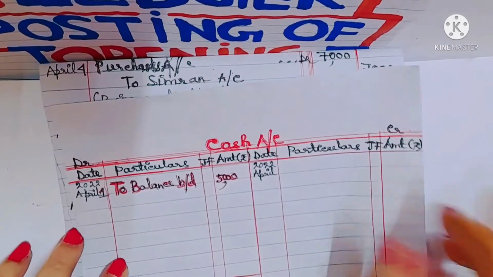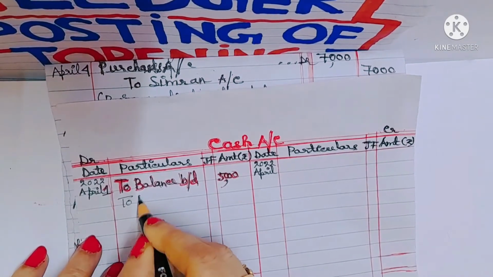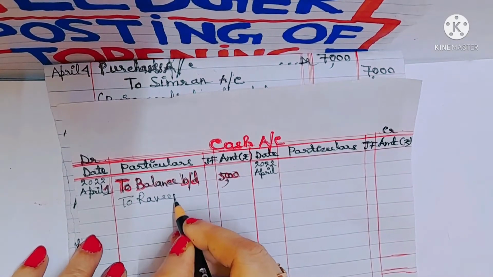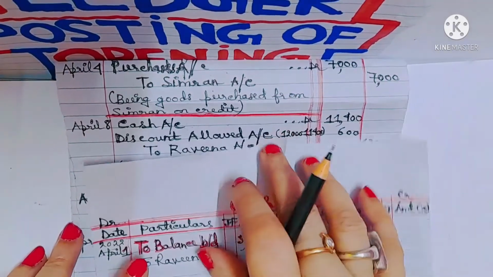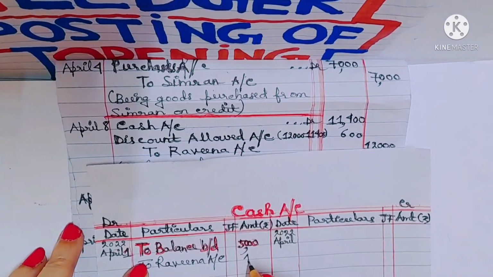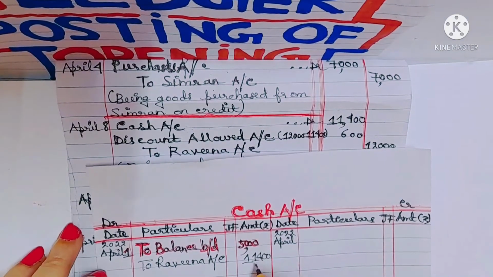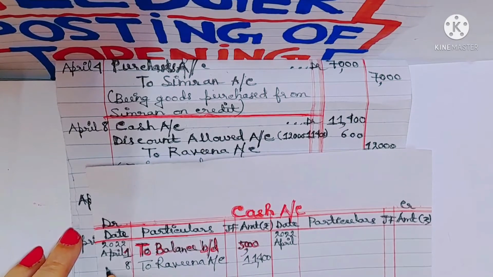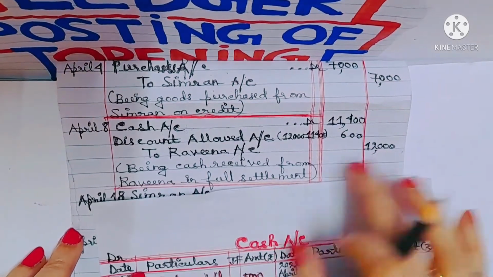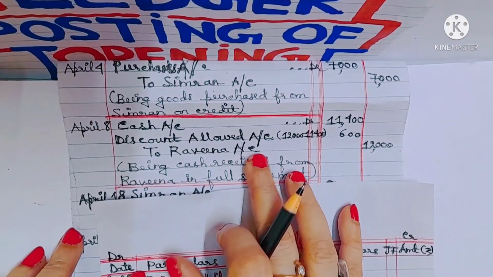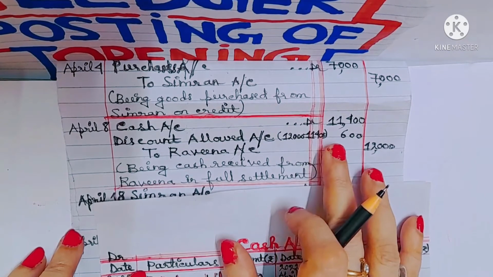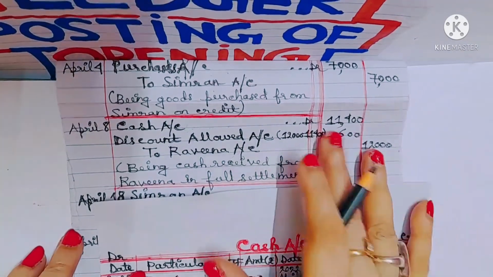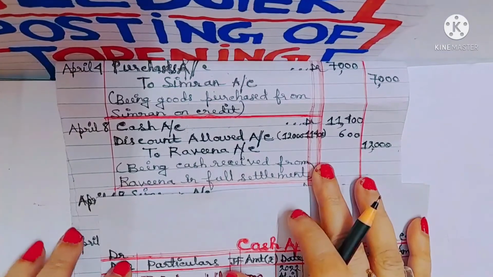So we'll write to revenue account. How much? What is the amount of cash? 11,400. Date is 8th April. Don't write 12,000 because we are not preparing revenue account. We are preparing cash account. Remember, we are not preparing revenue account. We are preparing cash account. Understood?